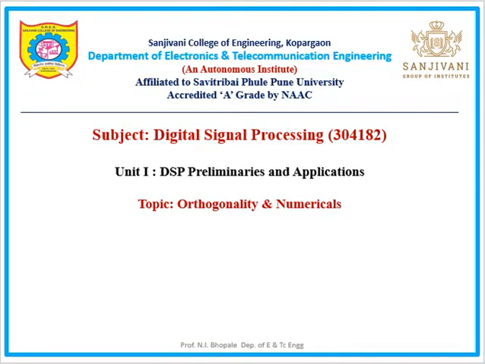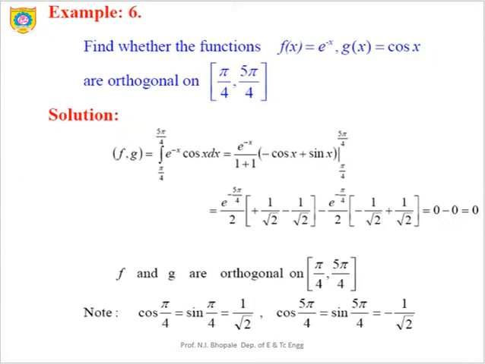Right now we are looking at some numericals based on orthogonality. Let's see some of the numericals. This is what we have seen earlier. Let's deal with this numerical. What exactly does the statement point out? It is nothing but: find whether the functions f of x equals e raised to minus x and g of x equals cos x are orthogonal on the interval pi by 4 comma 5 pi by 4.